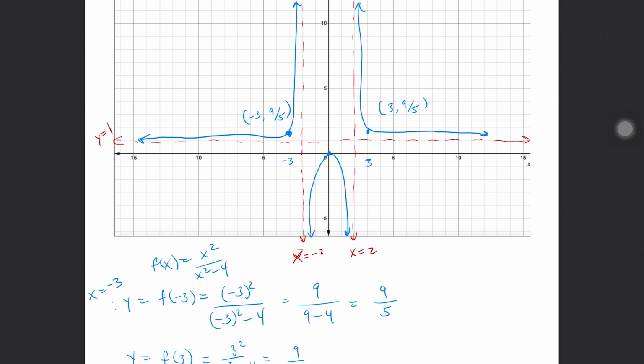Now, if that point would have been down here, then the graph would have been down there, right? But we know that the point is above 1, right? Because 9/5 is greater than 1, so that means it's above the horizontal asymptote. So there you go, right? Again, if that point right here would have been down here, then we would have drawn the graph over here. And there you go.